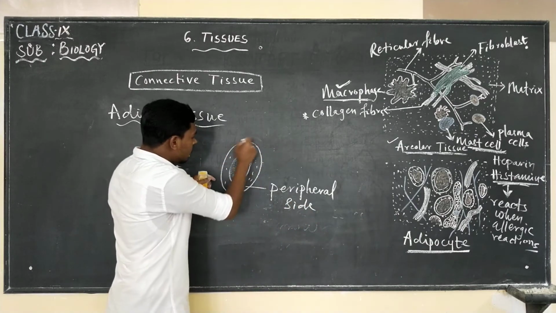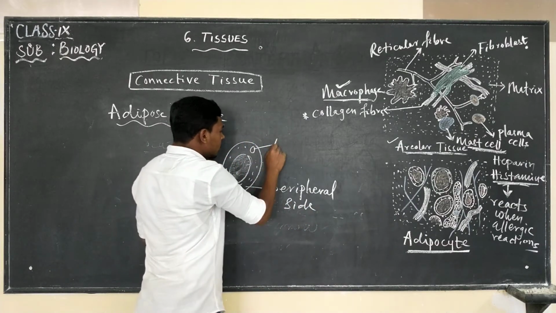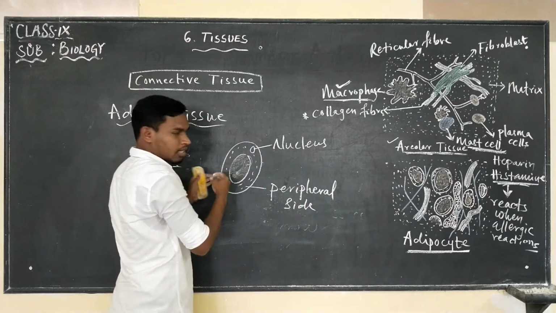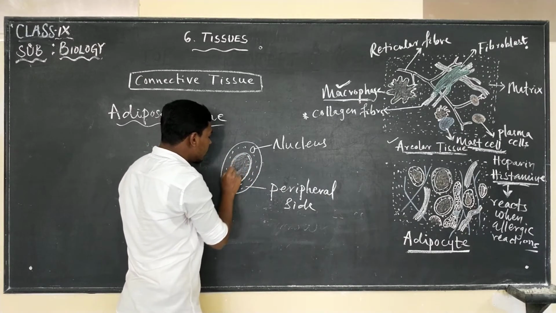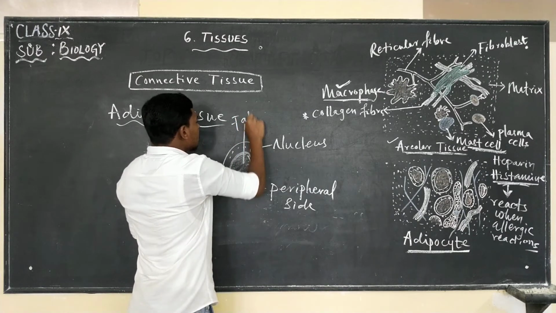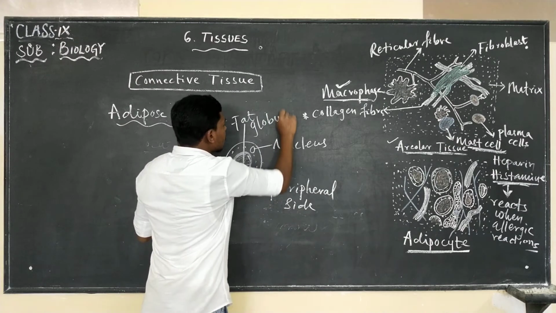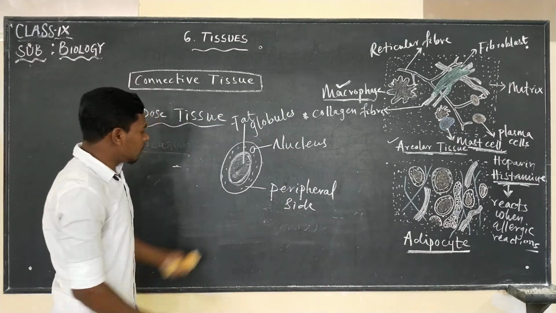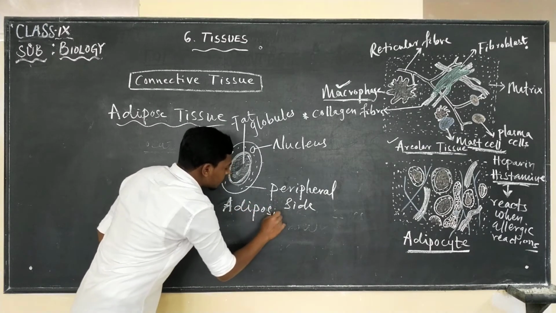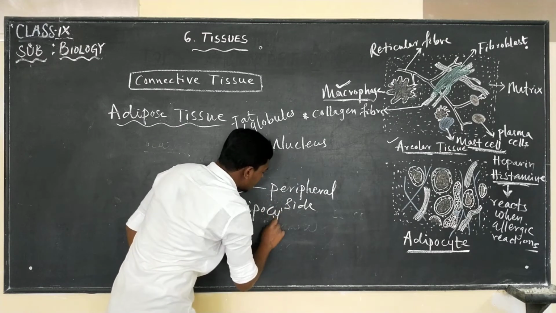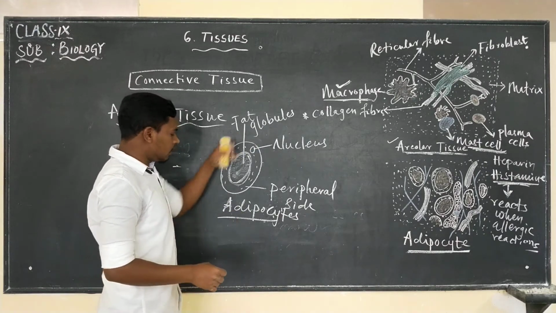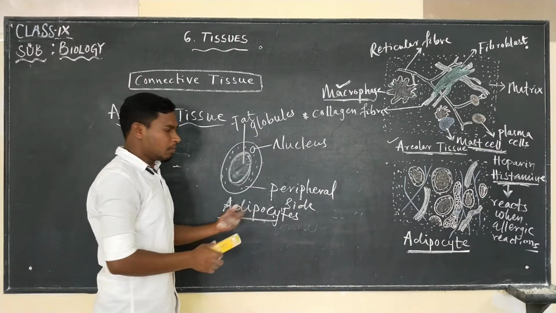Here you can see this is the peripheral side. The nucleus is pushed to the peripheral side and the cytoplasmic extension is also towards the peripheral side, and at the center it has more space for what? For fat globules. To store fat globules. That's why they are known as adipocytes, because they store fats.